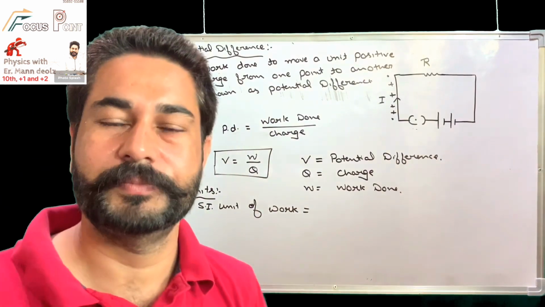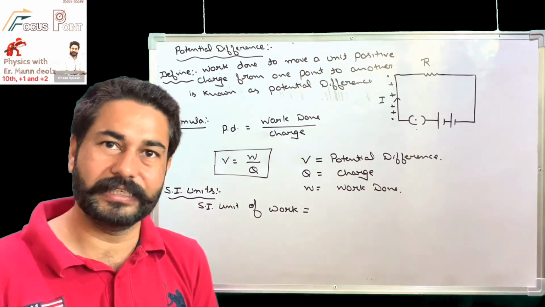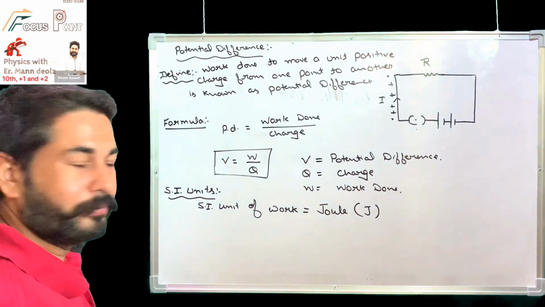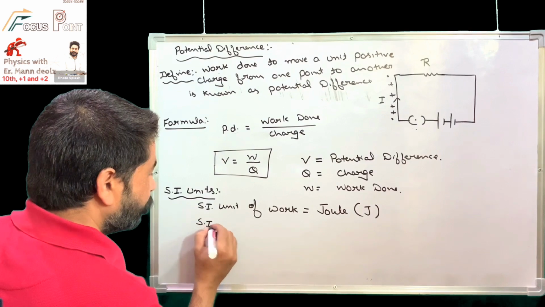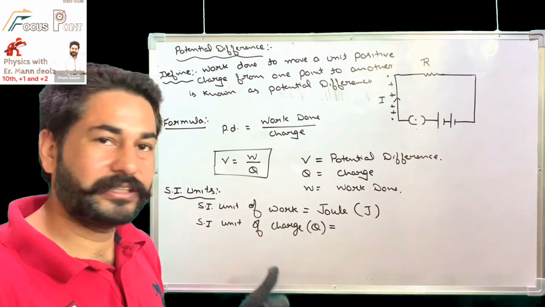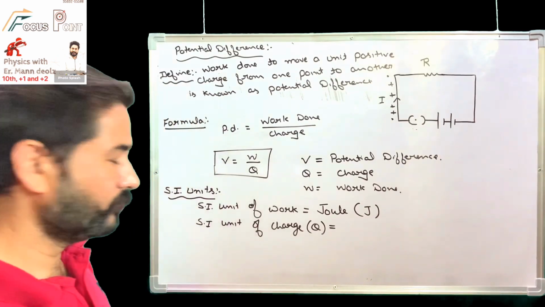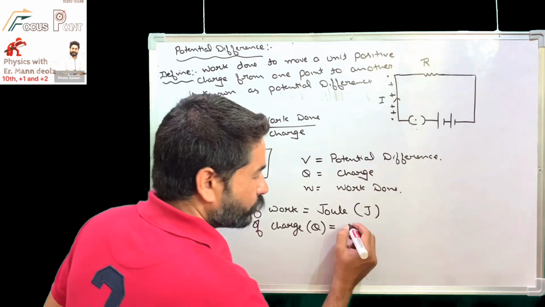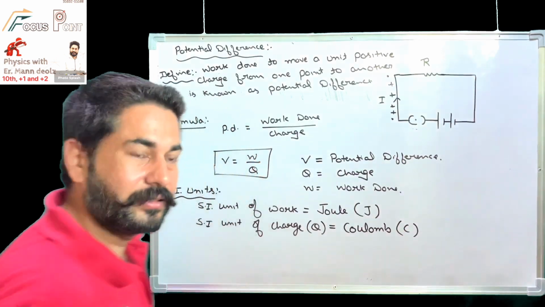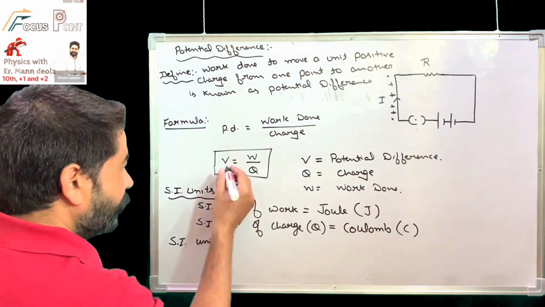SI unit of work. Joule. In 9th standard we have done potential energy, kinetic energy, work done. So the SI unit is joule, capital J, and work done is capital W. Now what is the SI unit of charge? Q is the symbol to represent a charge. What is the SI unit of charge? Coulomb. So the SI unit of charge is Coulomb, and it is represented by capital C. Now what will be the SI unit of potential difference?